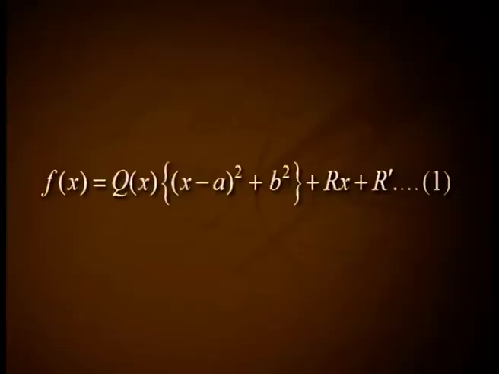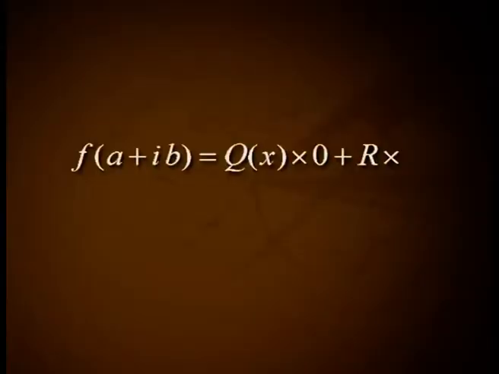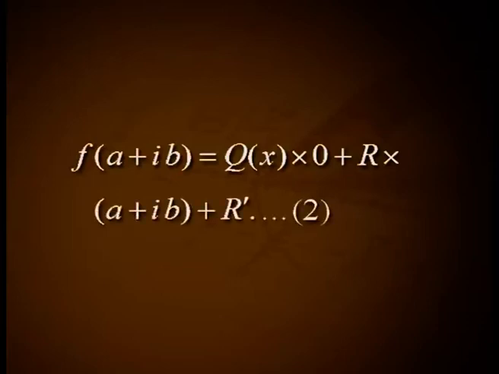We divide f of x by (x minus a) whole square plus b square, denote the quotient by q of x and the remainder, if any, by r x plus r dash. We note that the remainder is at most of degree 1, since the degree of (x minus a) whole square plus b square is 2. Then f of x equal to q of x into ((x minus a) whole square plus b square) plus r x plus r dash, equation 1. In this identity, put x equal to a plus i b, then f of a plus i b equal to q of x into 0 plus r into (a plus i b) plus r dash, equation 2.